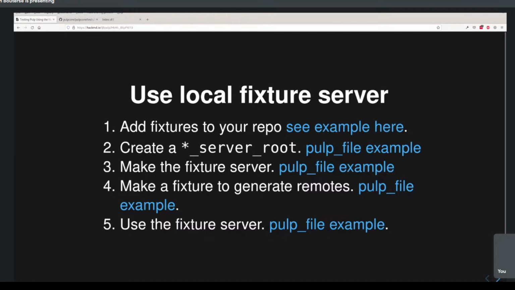Now, as soon as you have a fixture server, you're going to want to have remotes that sync from it. So it's probably the very next thing you'll want to do is define a Pytest fixture that can easily generate you one or more remotes. And this should use that auto cleanup pattern that we saw in the last presentation.